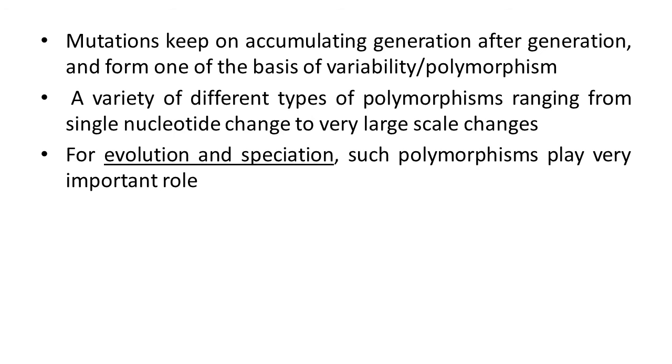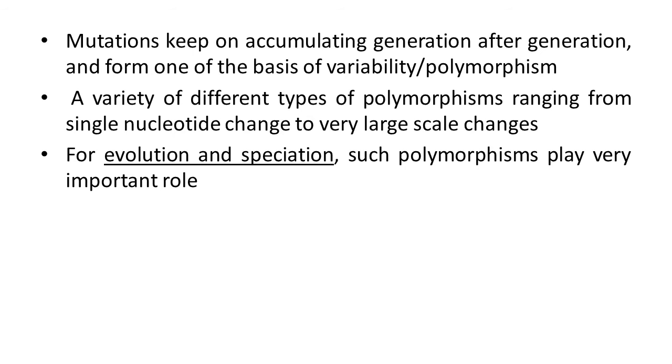When this type of mutation takes place and it leads towards DNA polymorphism, it keeps on accumulating generation after generation, because it is carried forward from parents to their offspring, first generation to second, second to third, and so on onward, and it forms one of the bases of variability or polymorphism. So gradually, from when it takes place the first time, it is carried forward from one generation to the next.